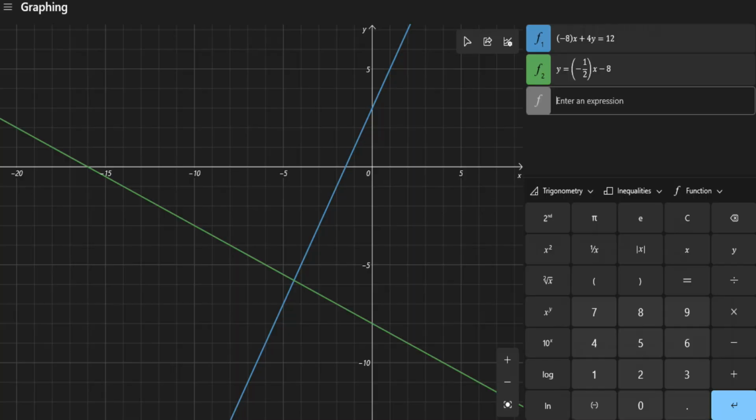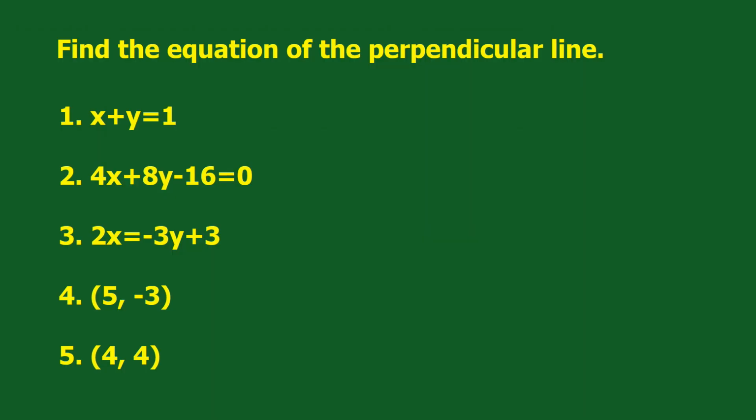Here is a picture from my graphing calculator. The result is perpendicular. If you want to have some practice, you may find the equation perpendicular to the following.